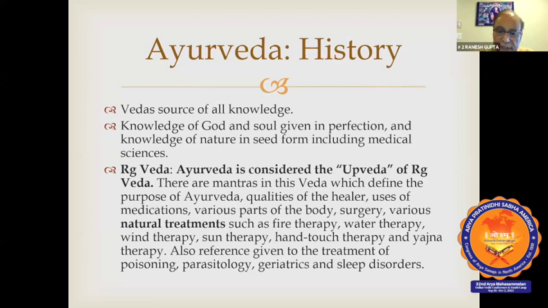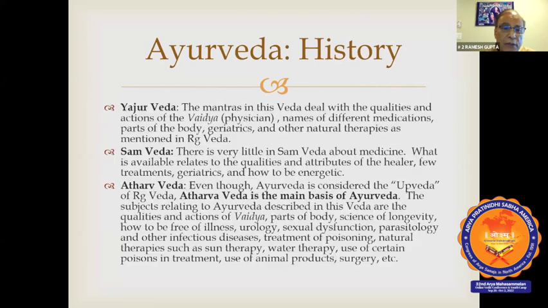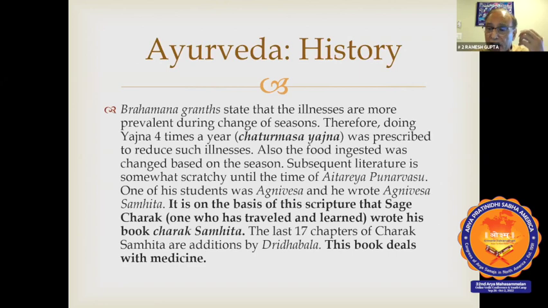Uses of medications, various parts of body, surgery, so all those are described in the Rig Ved. Yajurved mostly deals with the Karma Kand, but even this has some medications and body parts and all that. Samved is pure devotion. Now it is the Atharvaved which is the main basis of Ayurveda, where it describes the different types of the physician, science of longevity, how to be free of illness, the sexual dysfunction, urology, parasitology, all those things. Imagine all these things described either at the inception of humanity or many, many thousand years ago. Modern medicine has developed only in the last 100, 150, 200 years.